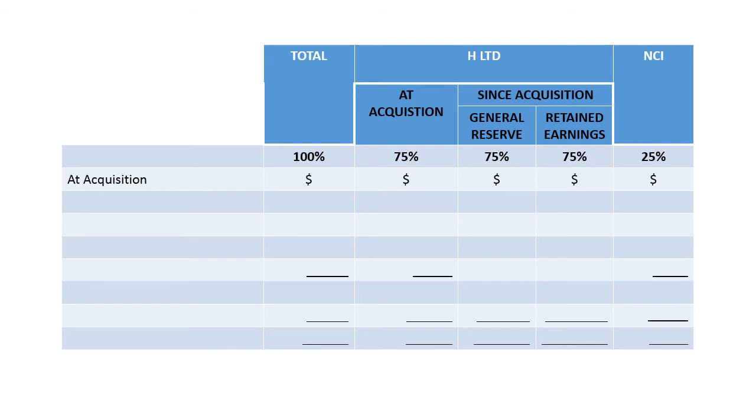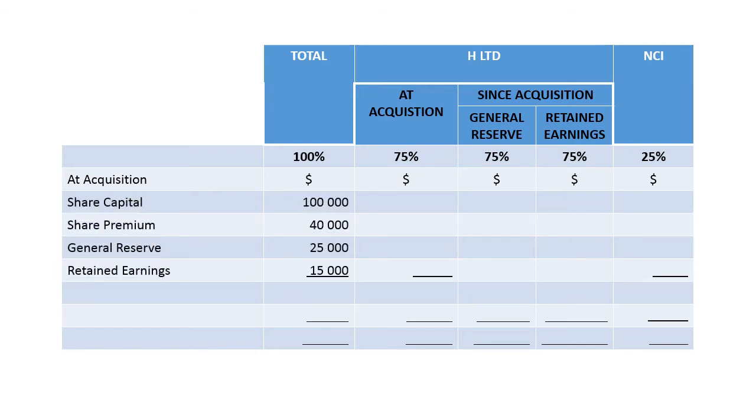Then we write at acquisition. What happens at acquisition? We are analyzing the net equity at acquisition, which is the same as net assets: share capital of 100,000, share premium 40,000, general reserve 25,000, retained earnings 15,000. So there is no additional information like revaluations or undervaluations, because the assets at this date are recorded at fair values, so we can make no fair value adjustments. So the total is 180,000.